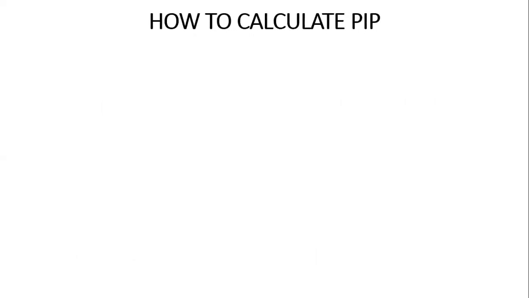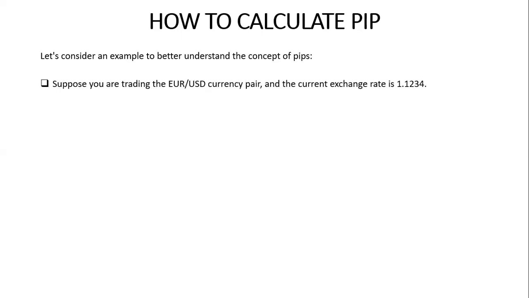Now, let's look at how to calculate PIP. Let's consider an example to better understand the concept of PIP. So, first one, suppose we are trading the euro against the United States dollar currency pair, and the current exchange rate is 1.1234. So this is the current exchange rate.